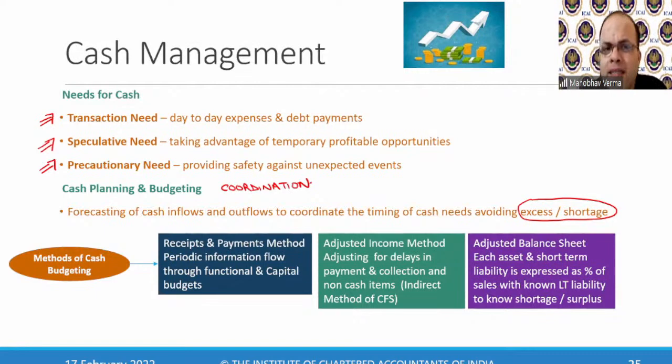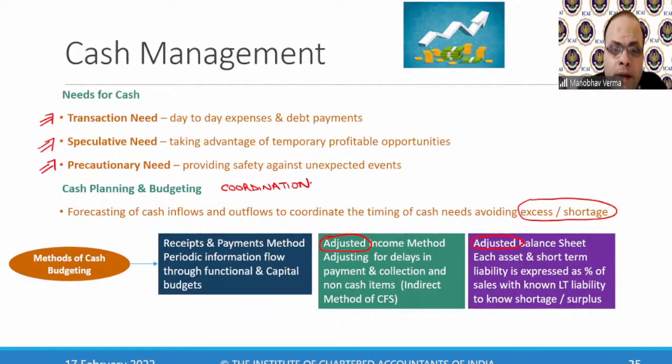And we will be spending some time on that as well. And there is one method which is based on the financial statements, rather two methods. One is based on the adjusted income statement, and one is based on the adjusted balance sheet. Now, these two methods, since we know that the financial statements are more or less prepared on the accrual basis, need to be adjusted, right?